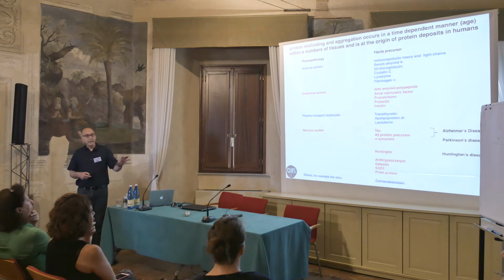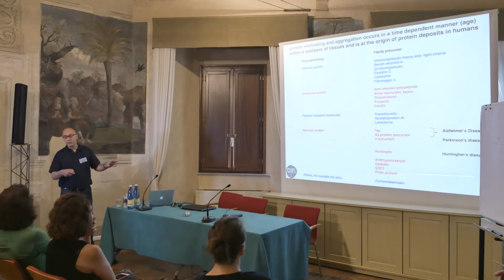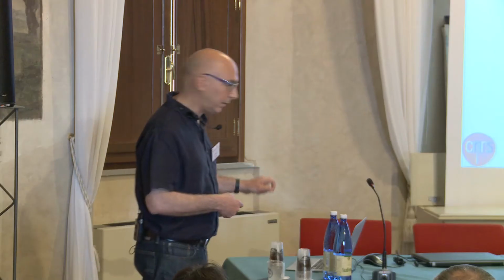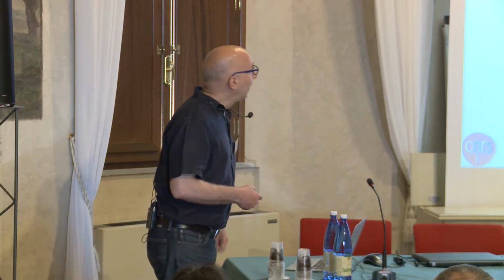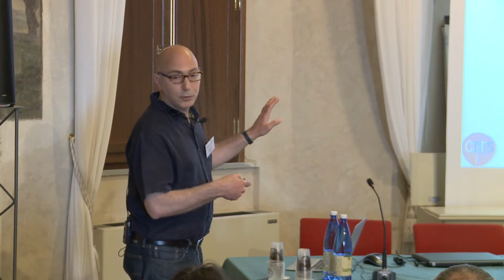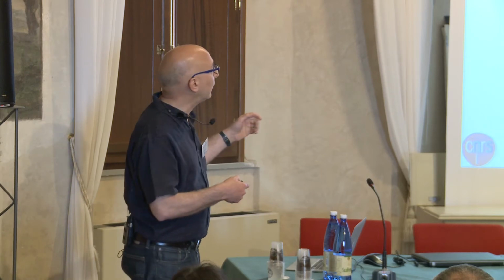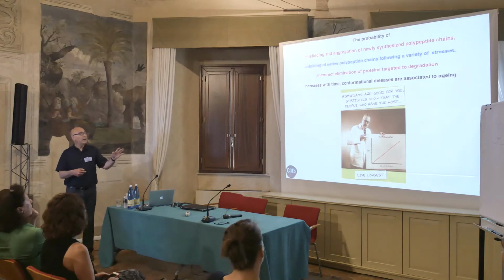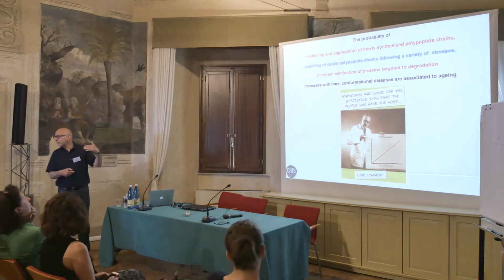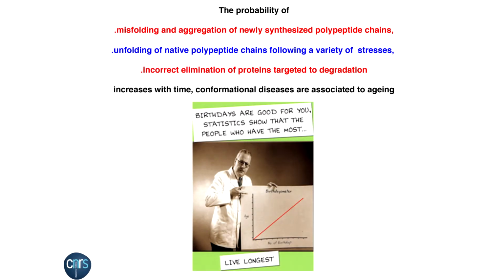So this doesn't happen only in the brain. It happens also in other tissues, but we will be focusing here on the brain with tau, A-beta, alpha-synuclein, Huntington, and other proteins that are involved in dementia. So as the misfolding and aggregation of newly synthesized protein, the unfolding of native polypeptide following a stress, for example, and also the incorrect elimination of protein, as the probability of having these processes not going right increases with time, these diseases, which some of us call conformational diseases, are associated to time, in other words, aging.